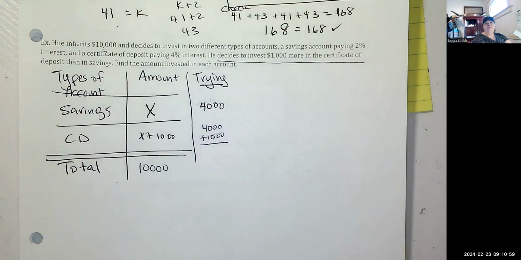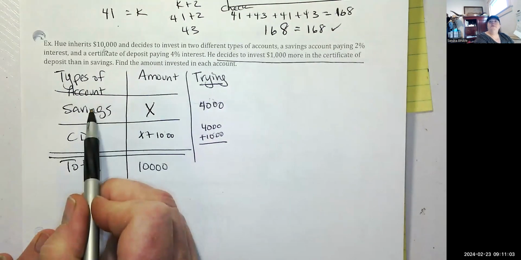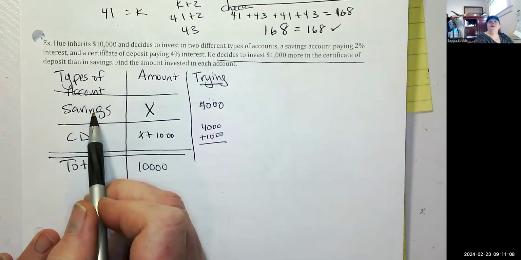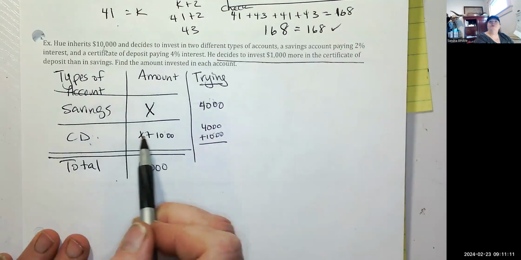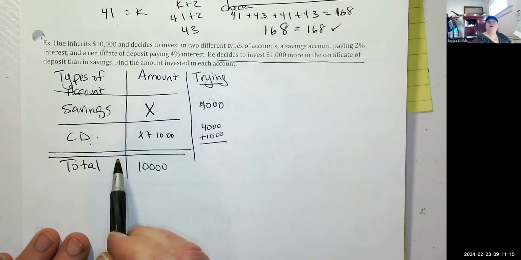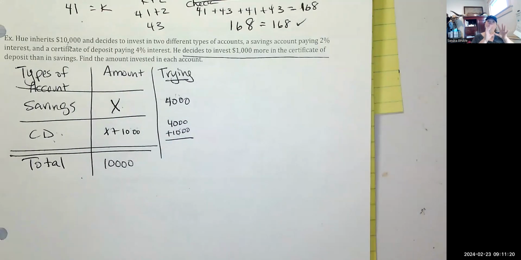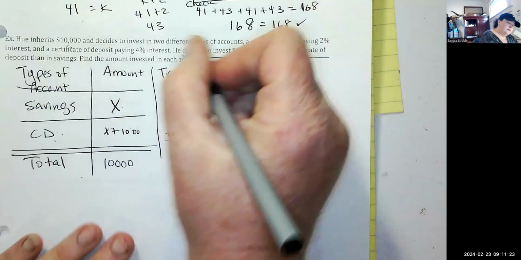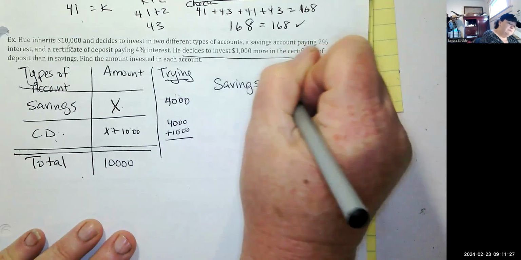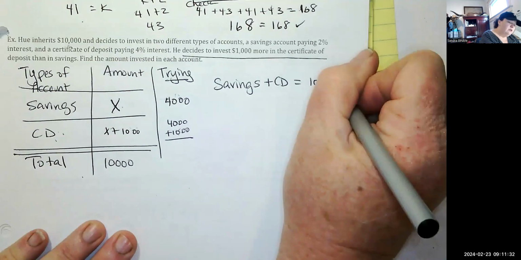He inherits $10,000, decides to invest in two different accounts. Savings account paying 2% interest, and a certificate of deposit paying 4%. He decides to invest $1,000 more in the certificate of deposit than he does in the savings. Find out the amount he invested in each account. Okay, now we can do this. So if we add up the amount he invested in the savings plus the amount he invested in the CD, the total should be $10,000.